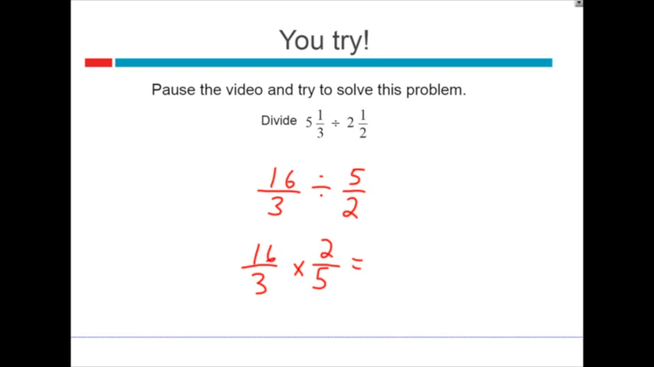I don't see any cross-reducing that can be done. 16 and 5 have no common factors. 2 and 3 have no common factors. So we'll just multiply across. 16 times 2 is 32. 3 times 5 is 15. And there we have it.